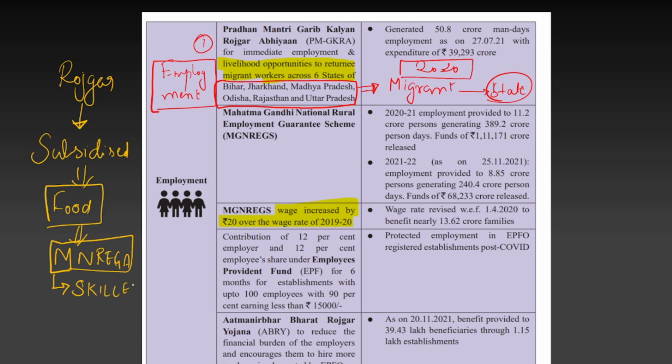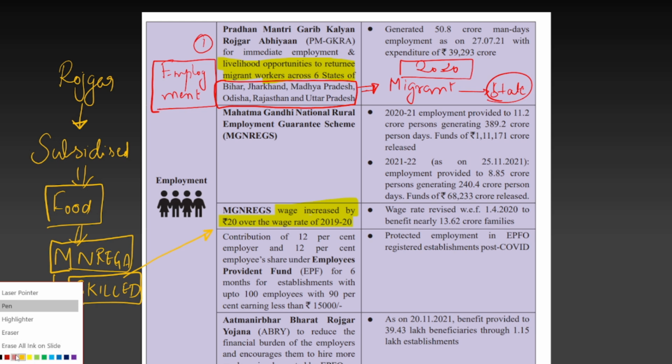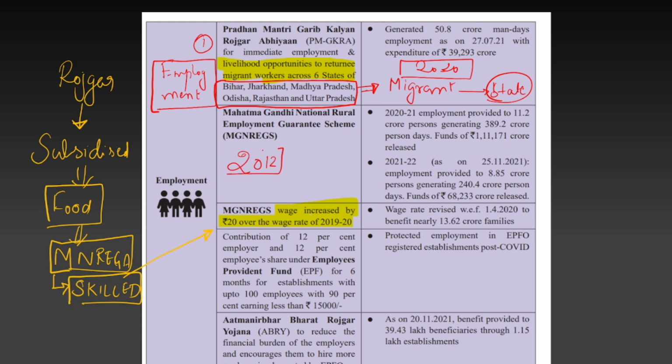If you think about it, this is the key thing that you should note in MNREGA. MNREGA is a question they keep asking. UPSC asked this MNREGA question in 2012, and in this year's CDS, they've asked if it is for urban area.